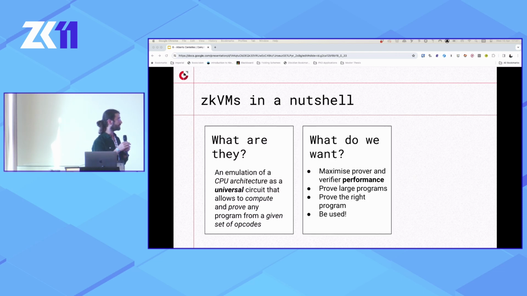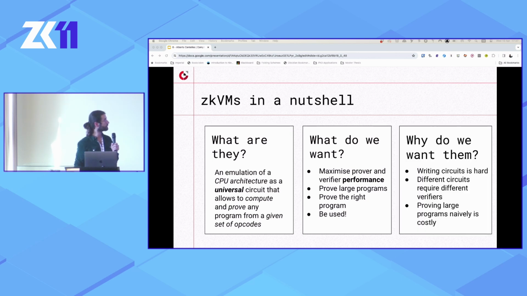So what do we want? And this is not particular to ZKVMs, but in any proving system, we want to maximize prover and verifier performance. We want to be able to prove large programs. We want to be able to prove the right program, meaning that we don't want to have bugs in our compilers. And we want this to be used. So we want adoption as well of these proving systems.